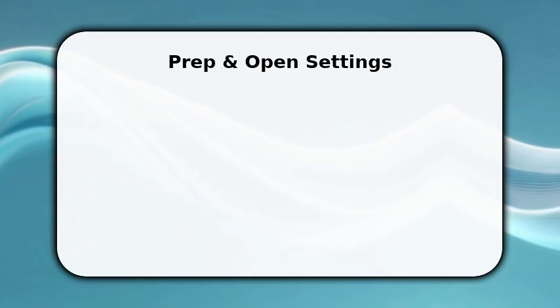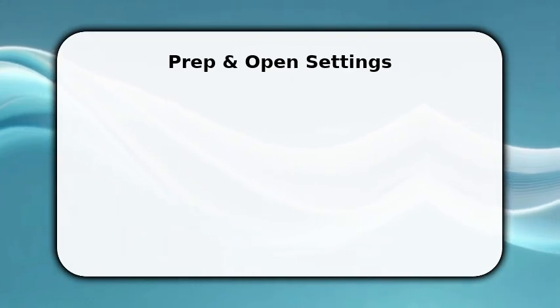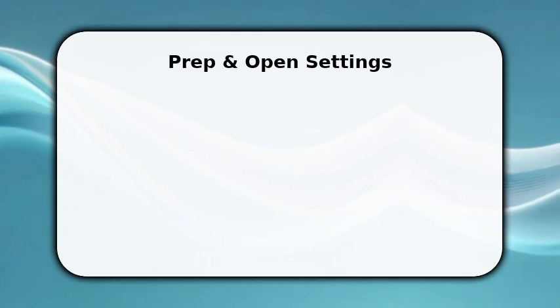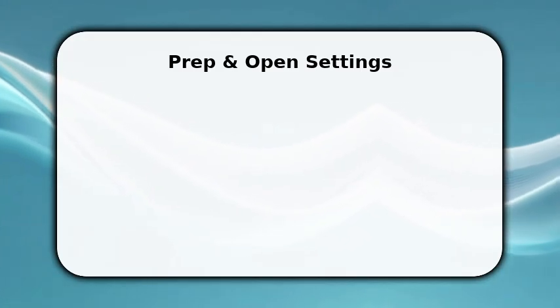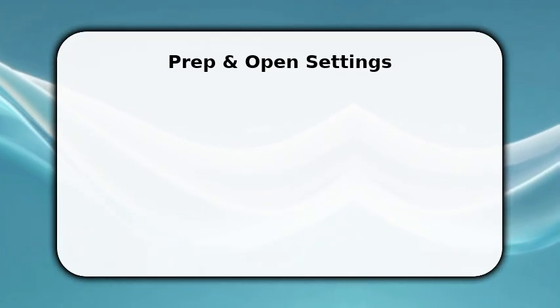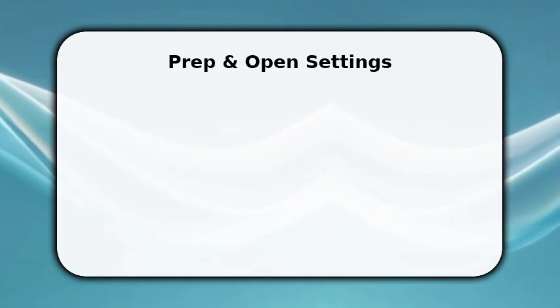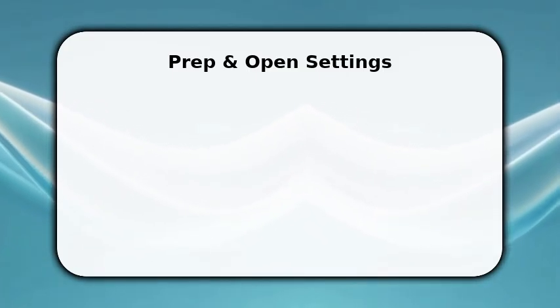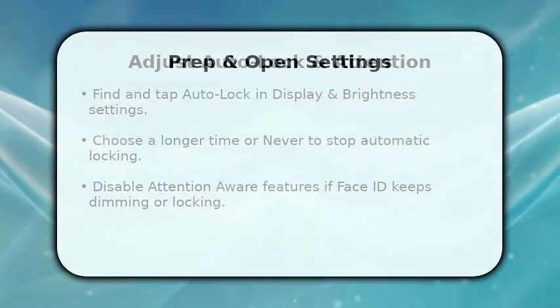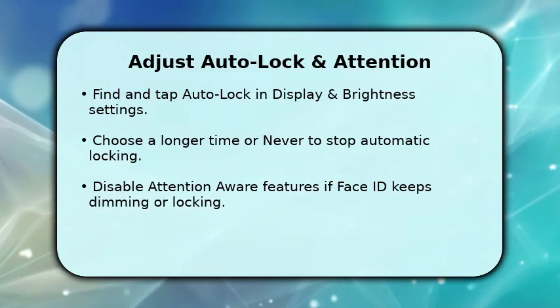Now tap Face ID and passcode or Touch ID and passcode depending on your model, then enter your passcode when prompted. This gets you into the precise menu where auto lock and attention features live so you can modify them safely. Once you're in settings, go to Display and Brightness and tap Auto Lock.